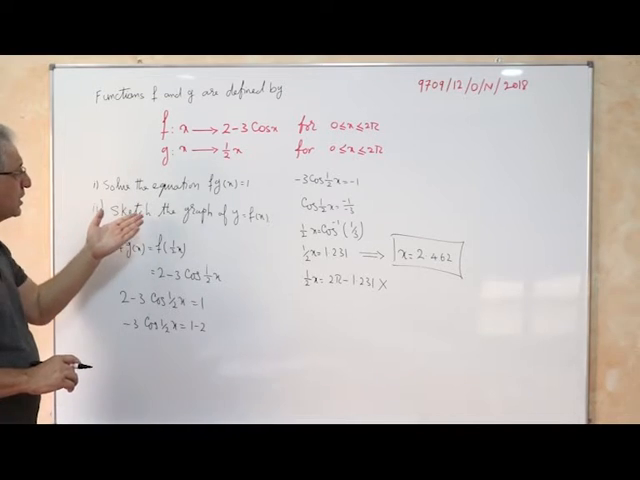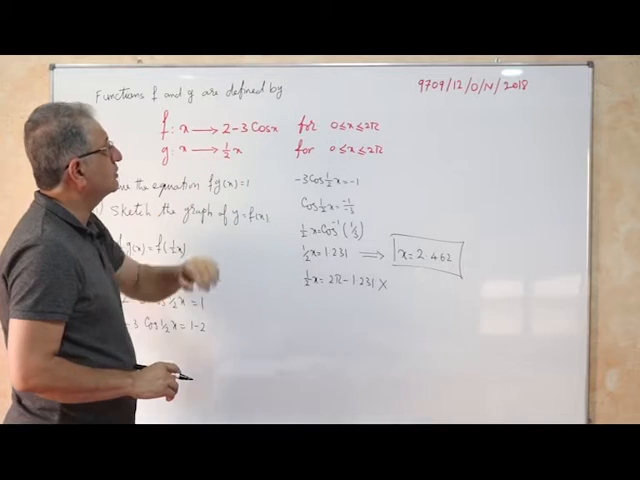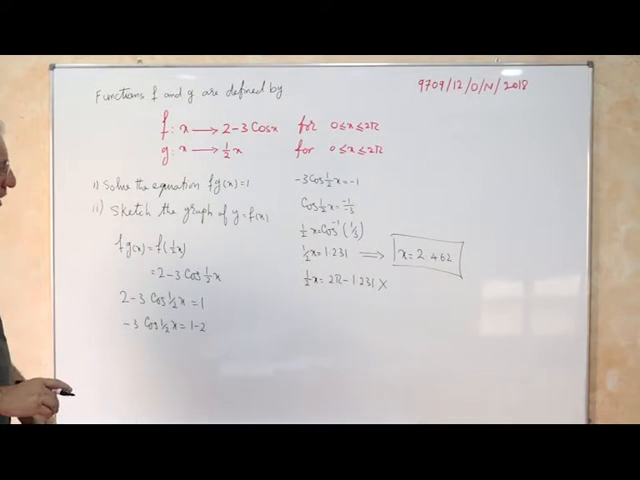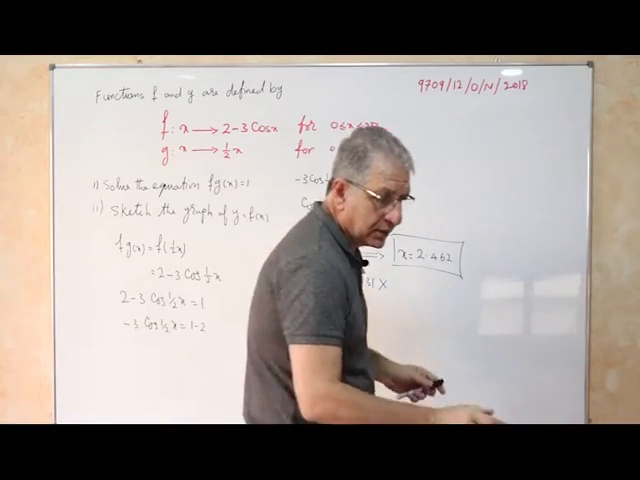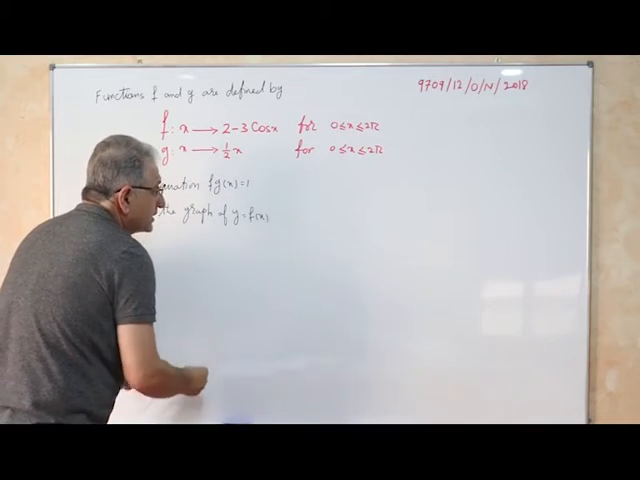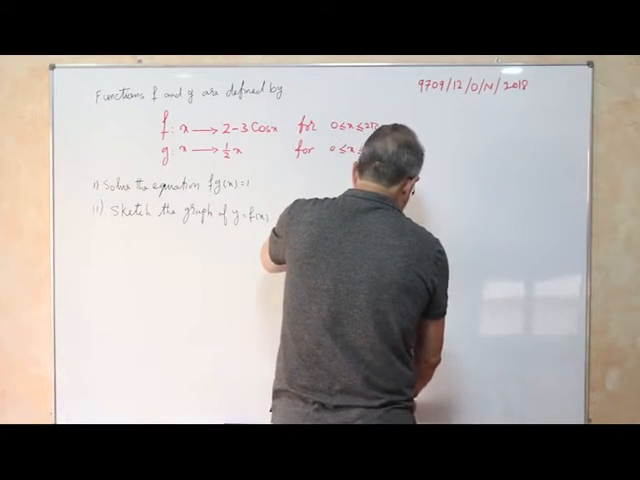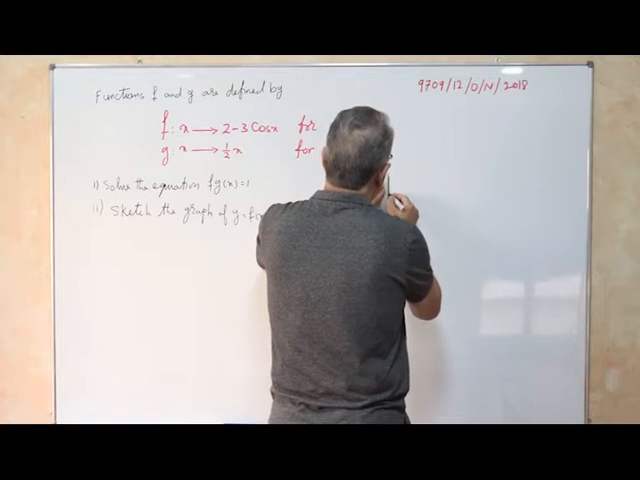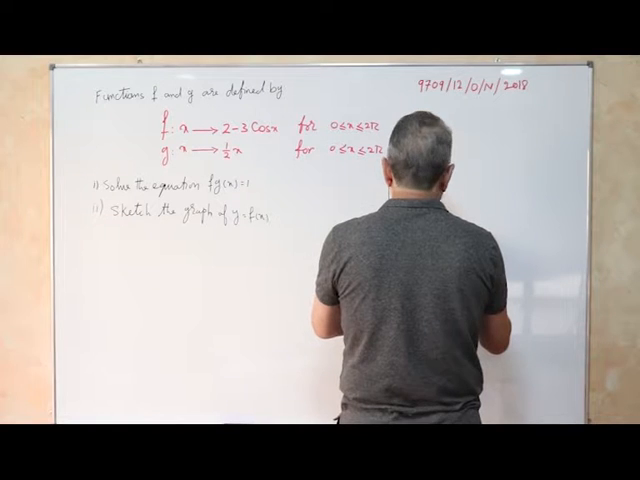Now, the second part of the question is asking us to sketch the graph of the function y equal to f of x. Therefore, this is the function which we are going to sketch. Let me erase this part and see what we can do. I need one x-axis and y-axis here. Suppose this is my y-axis and this is my x-axis.